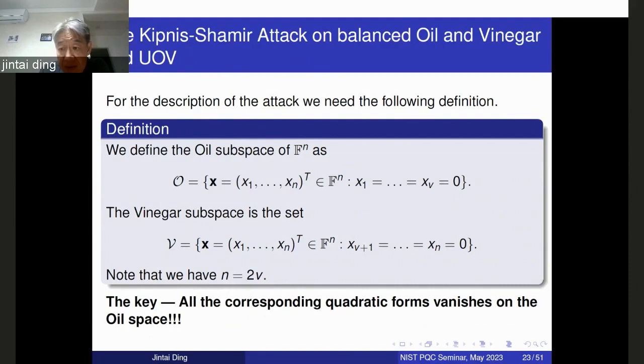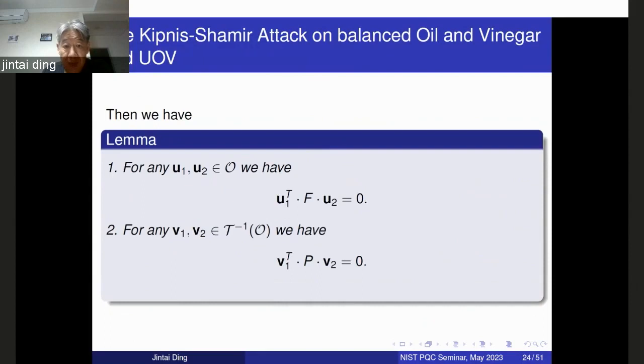Therefore, the invariant description of the Euler subspace is the subspace on which all the quadratic forms vanish. That's the definition of the Euler space. Okay, so this is the key observation of the attack. And from this observation, we can easily see the following properties. If we choose two vectors u1, u2 in O, we have u1 transpose times F times u2 equals 0. This is exactly what I described.